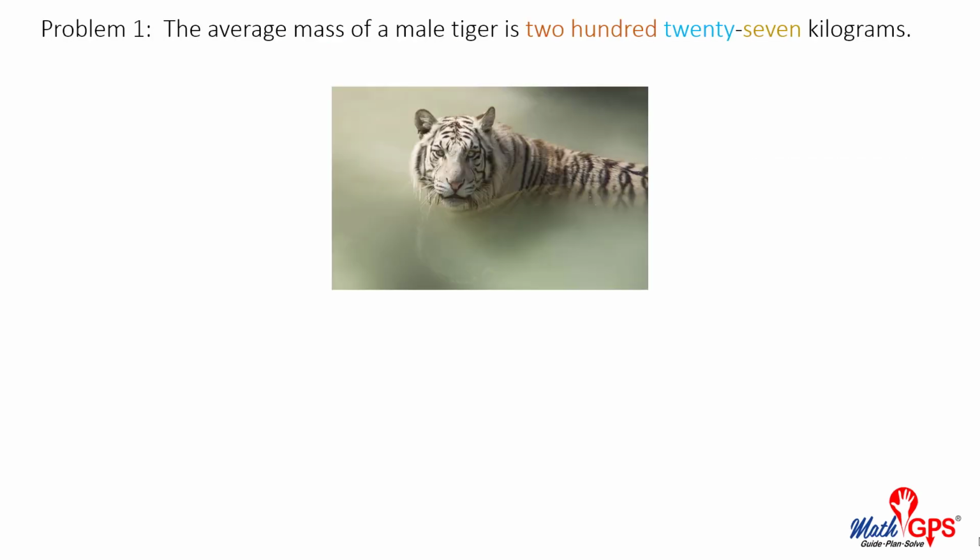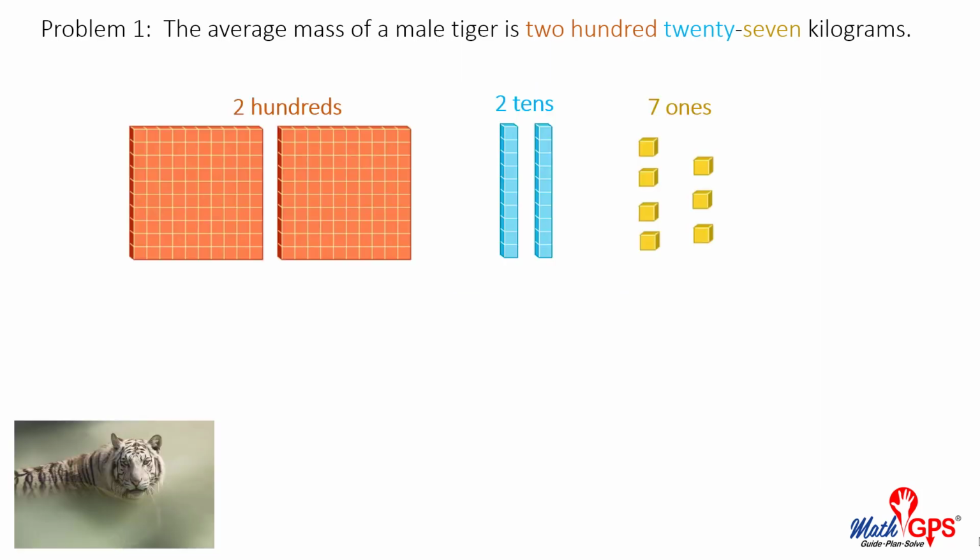Problem 1. The average mass of a male tiger is 227 kilograms. How do we build this number using base 10 blocks? We need 2 of the hundreds, sometimes we call those flats, 2 of the tens, we call those strips, and 7 of the unit cubes.